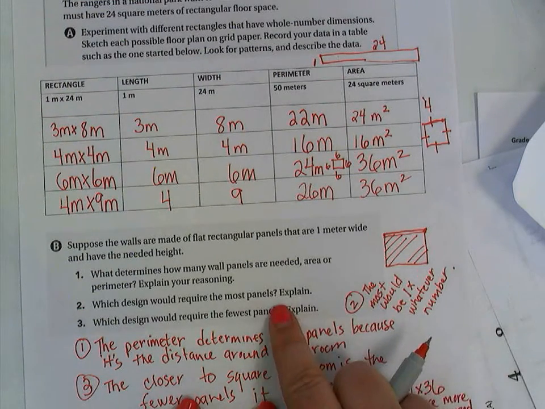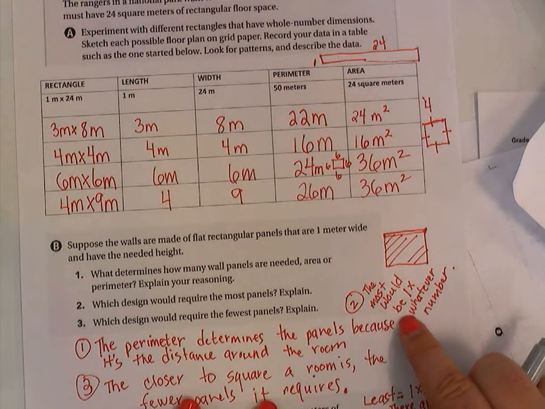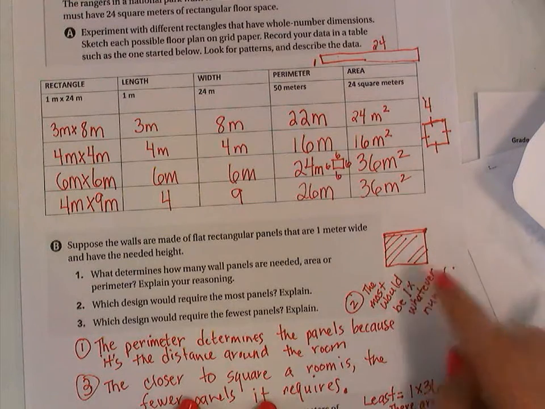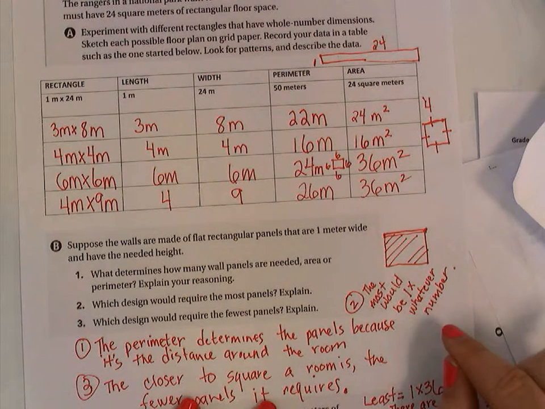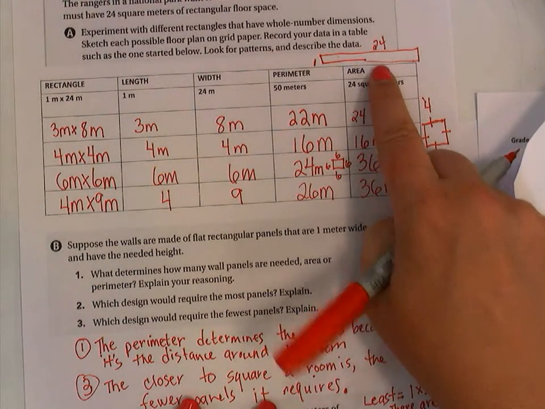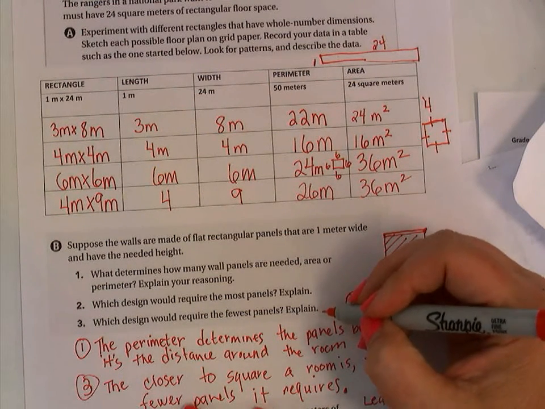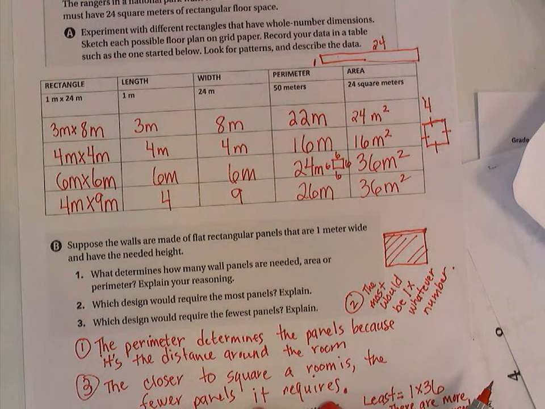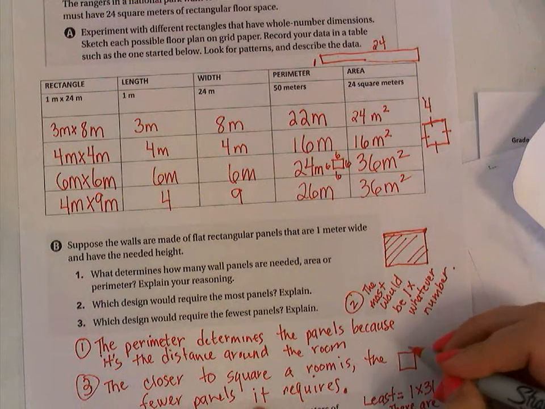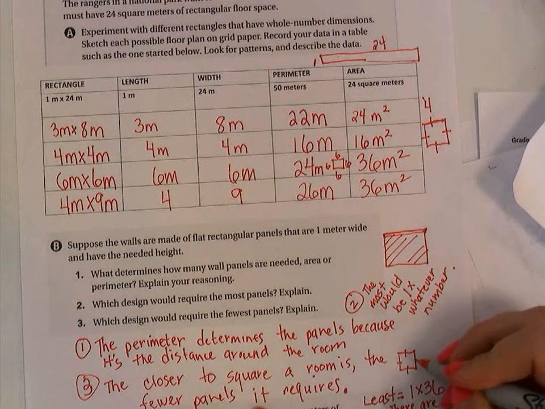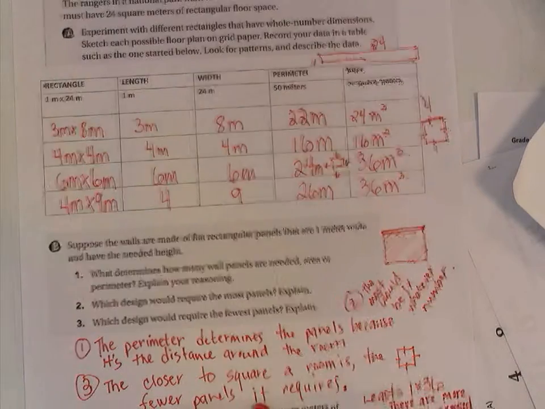And it asks which design would require the most panels. The most would be 1 as one of the factors in whatever your area was. And the reason that is that it would give you the longest skinny one, like that 1 by 24. And question number 3, which design would require the fewest panels? The closer to square a room is, the fewer panels it requires. And again, keep in mind that square means it has a factor times itself, and the array would make a perfect square, like that.